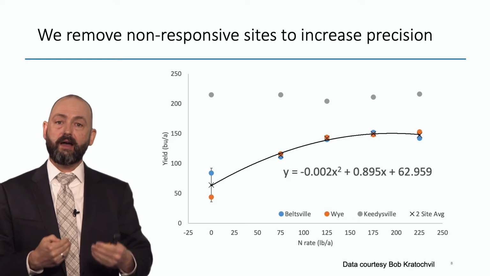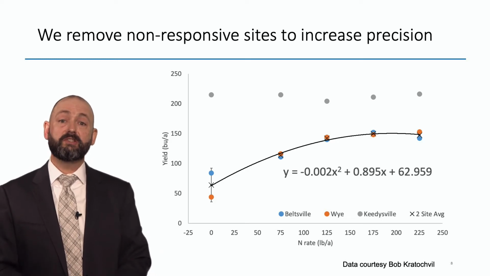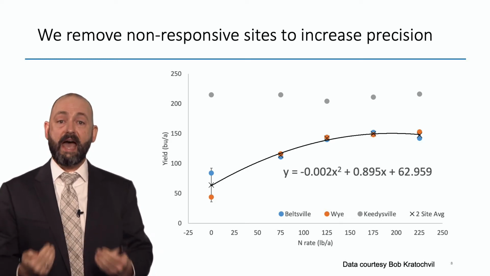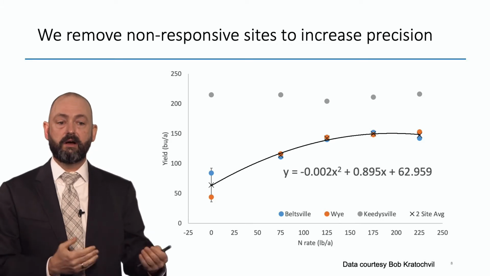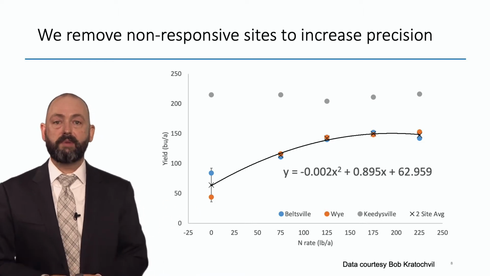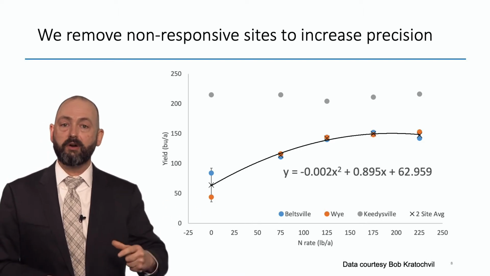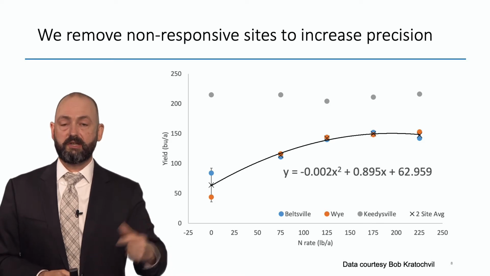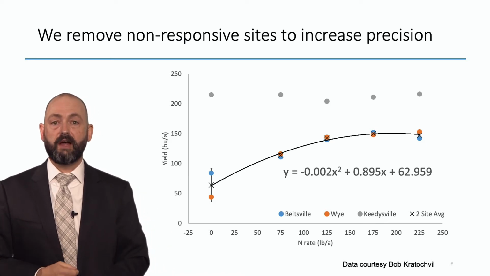And this is why our recommendations are accurate, because they're actually designed to target the average accurate need of nitrogen to optimize that curve. And you see that the error bars become much smaller when we drop out that non-responsive site. And the error bars are actually what measure precision, the variability around the mean.